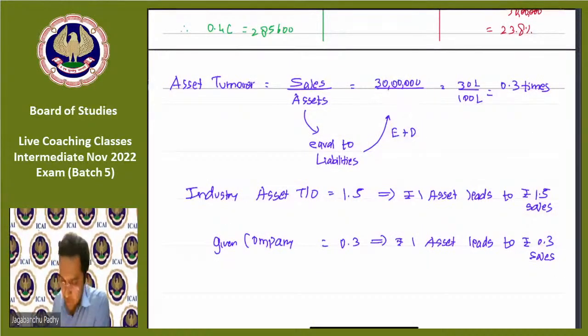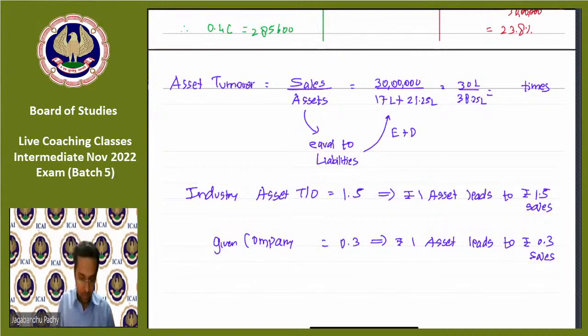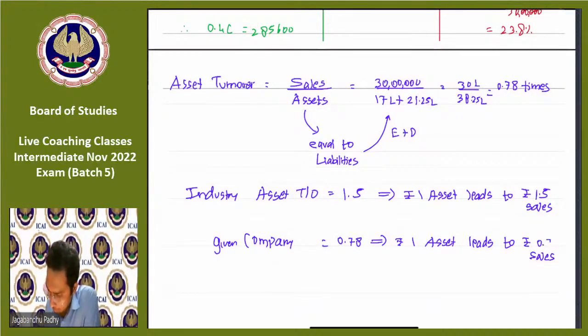So equity is 17 lakh and debt is 21.25 lakhs. This translates to 17 plus 21.25, 38.25 lakhs. That's 30 divided by 38.25 lakhs, which is 0.78 times. Yeah, correct. 25 and 75 was in the last question, correct? So industry asset turnover is 1.5 and our given company asset turnover is 0.78.